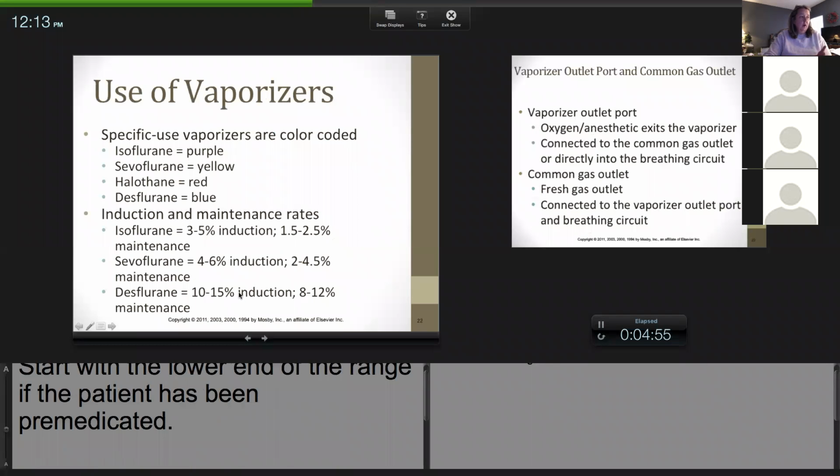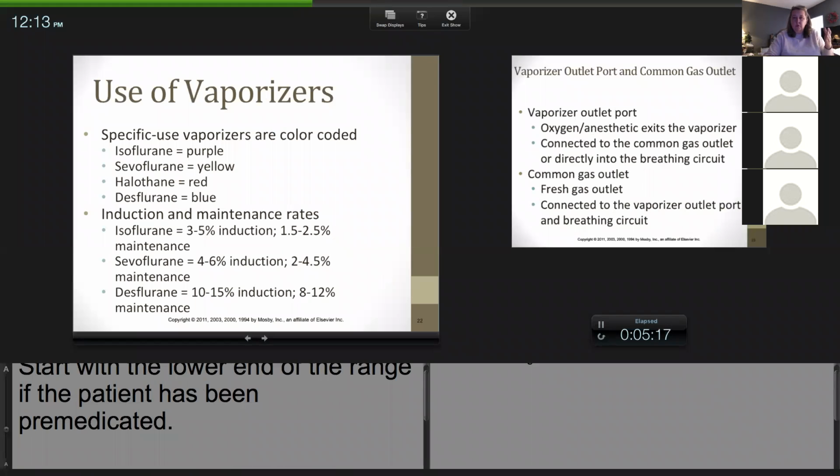Remember, the gases are color-coded: iso purple, sevo yellow, halothane red. I don't think you'd get questions about desflurane. It's not currently used in veterinary medicine. It's used in human medicine. It's pretty expensive. And I've given you your guide to maintenance rates.